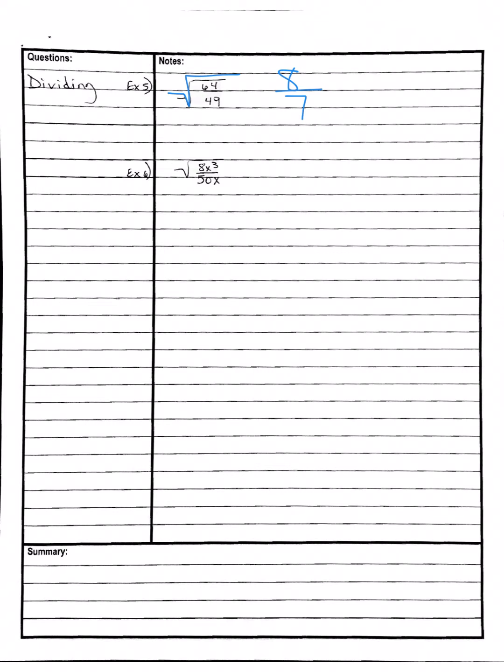Now on the next one, let's see if we can simplify the fraction inside the radical symbol first before we simplify. So if you think about this, I want you to think about, can we divide 8 or 50 by a value, any value. 8 and 50 we can both divide by 2. So if I divide the top of my fraction by 2 and the bottom of my fraction by 2, I end up with 4x cubed divided by 25x.